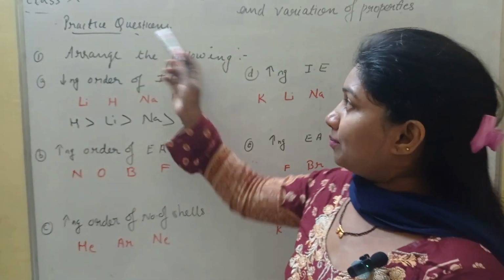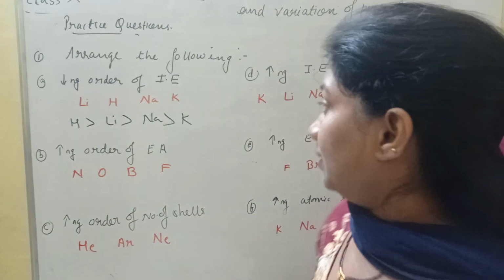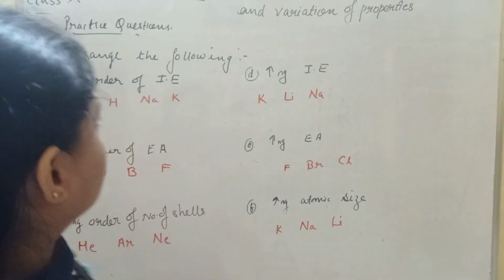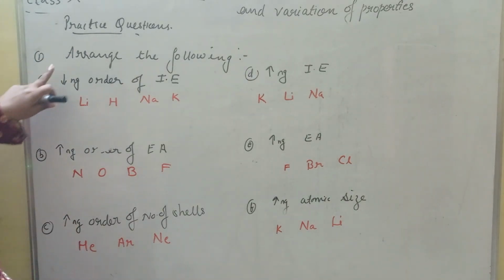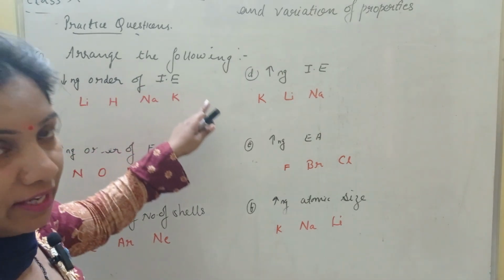Today we have to do some practice questions based on chapter number 1. Chapter number 1 is periodic table and we have to do some questions related to this chapter. So I have written some questions, we will do one by one. First question is arrange the following. A. Decreasing order of ionization energy.